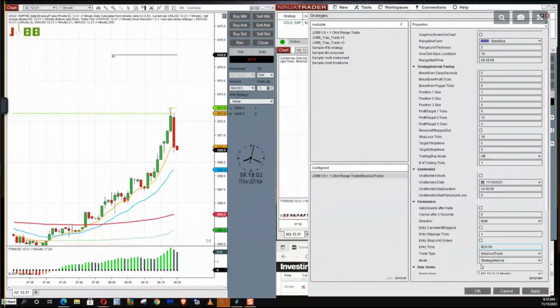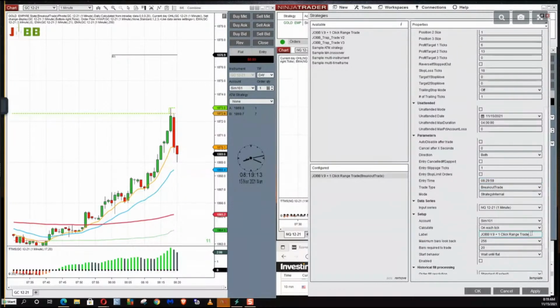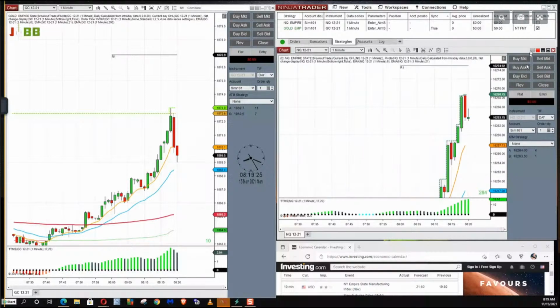And an entry time of 8:29.59. And that's NQ. And my testing on the NQ is rather difficult. This is testing only, folks. Testing only. We don't have enough history with this report currently to put real money on it.